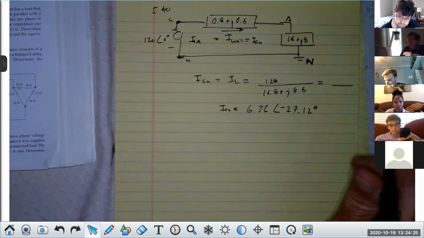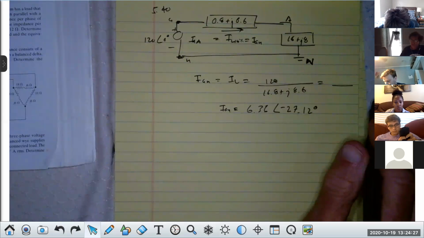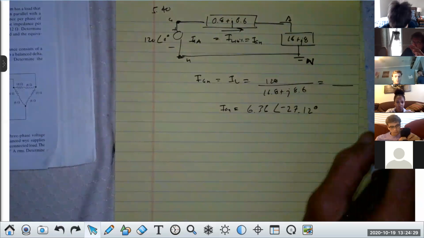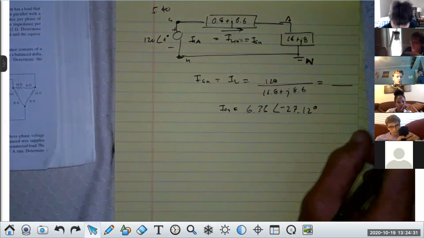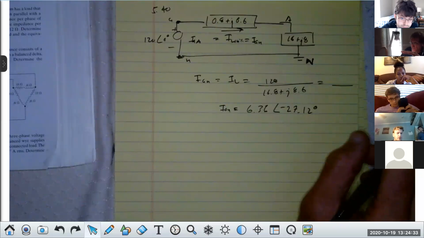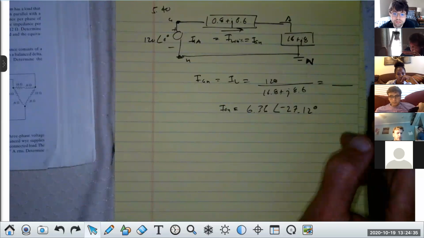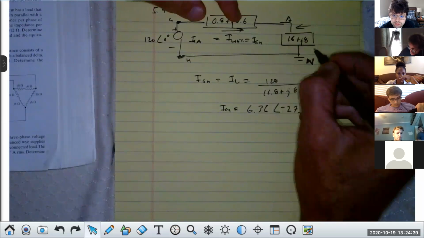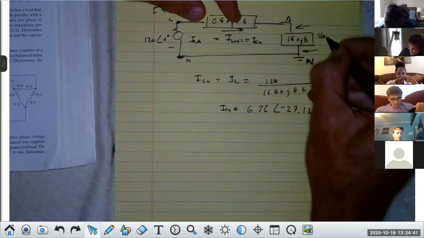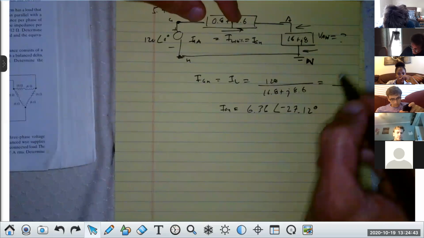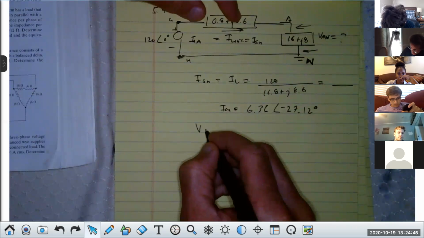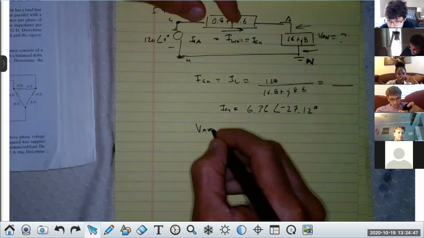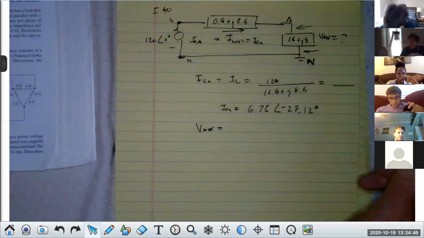Now, before, the voltage at the sending end was the voltage at the load because there was no line impedance, correct? All right, now what is the voltage right here? What is VAN? This would be called the load voltage. How would you get that? You can do it a lot of ways. Anybody want to tell me? This is a basic circuits problem.